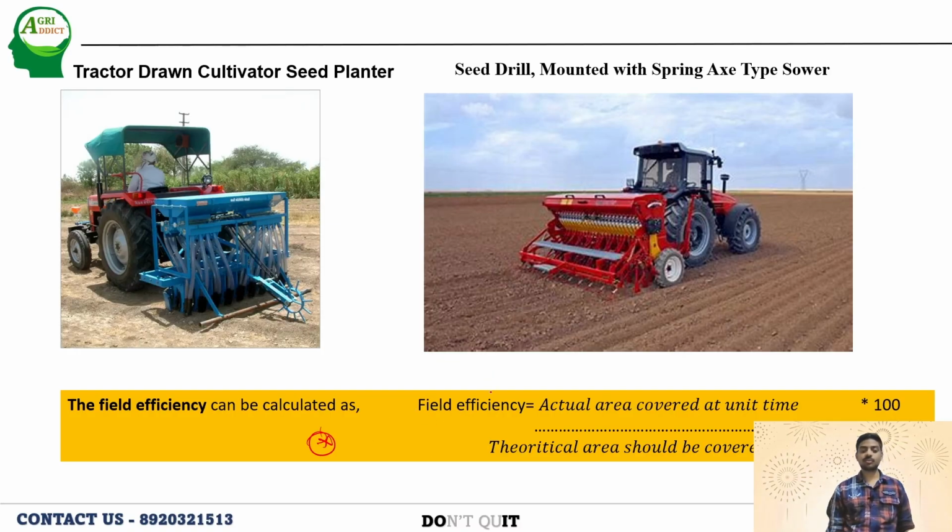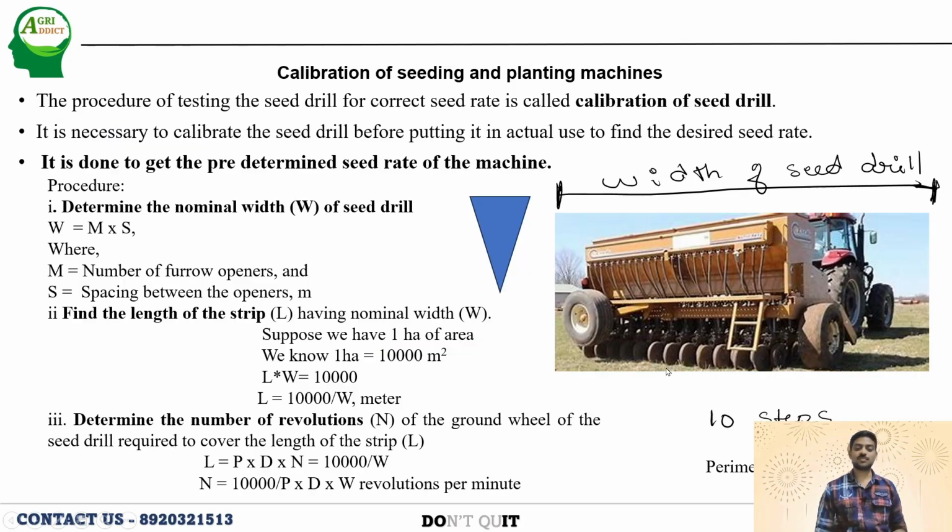So field efficiency is calculated by the formula: actual area covered in a unit time divided by theoretical area that should be covered in the same time, multiplied by 100. For example, we will solve one small problem. If the actual area covered in a unit time is 0.5, but theoretically we have written 1 hectare, what do we get? We get 50% efficiency. Half is lost. This is how you can calculate the field efficiency.